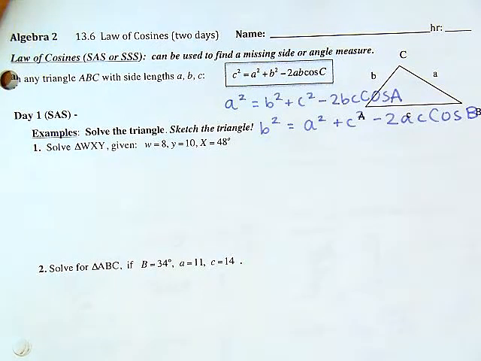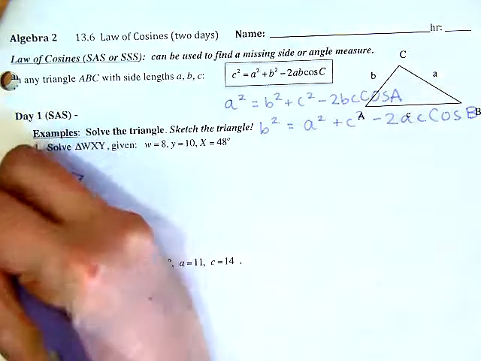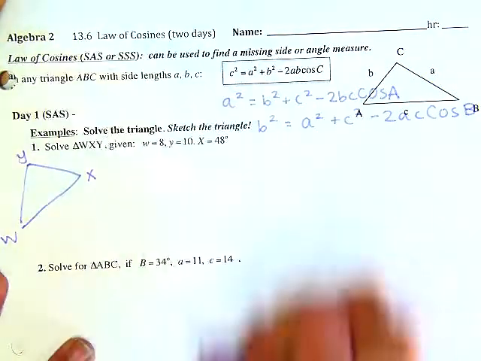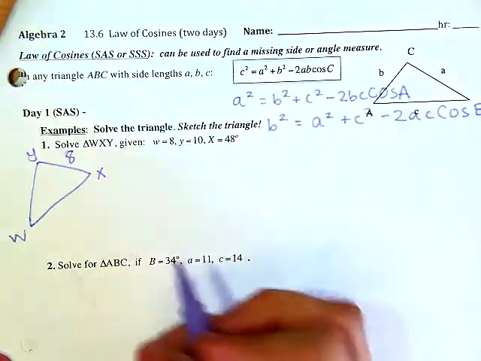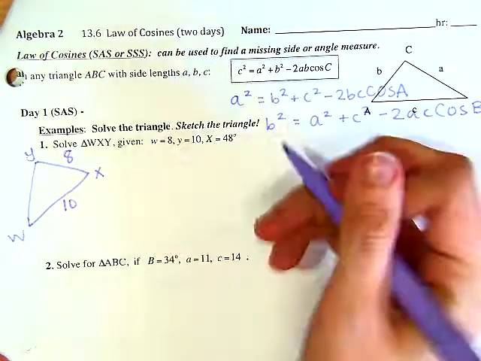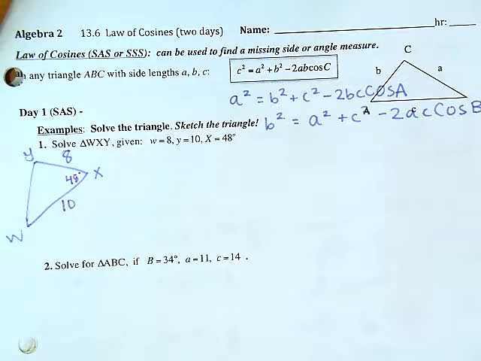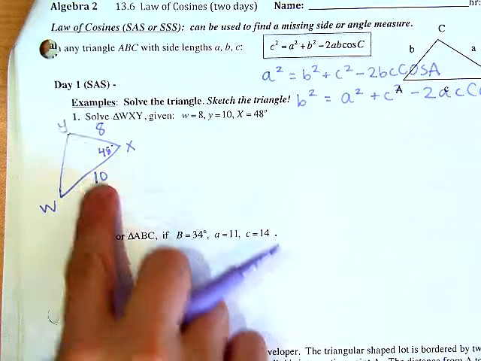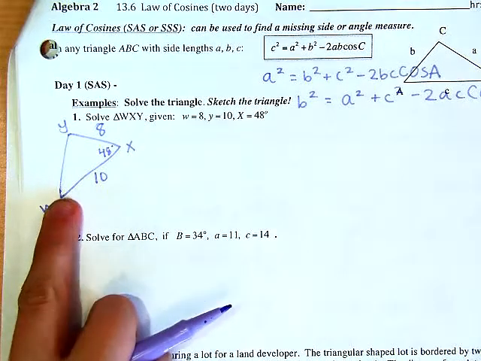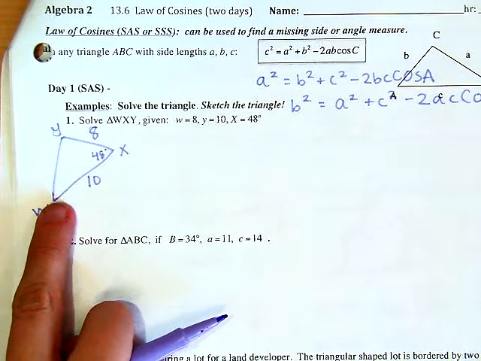So, solve the triangle. I'm going to draw myself a triangle first. Label it W, X, Y. And they gave me side W is 8, side Y is 10, and angle X is 48 degrees. So you see here why we can't use law of sines, because we don't have a side and an angle to match up. So we have to use law of cosines.